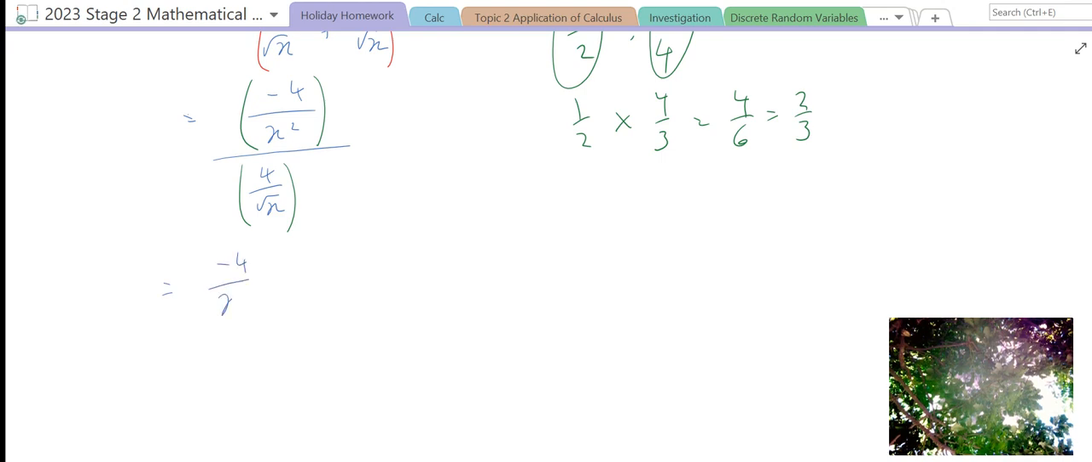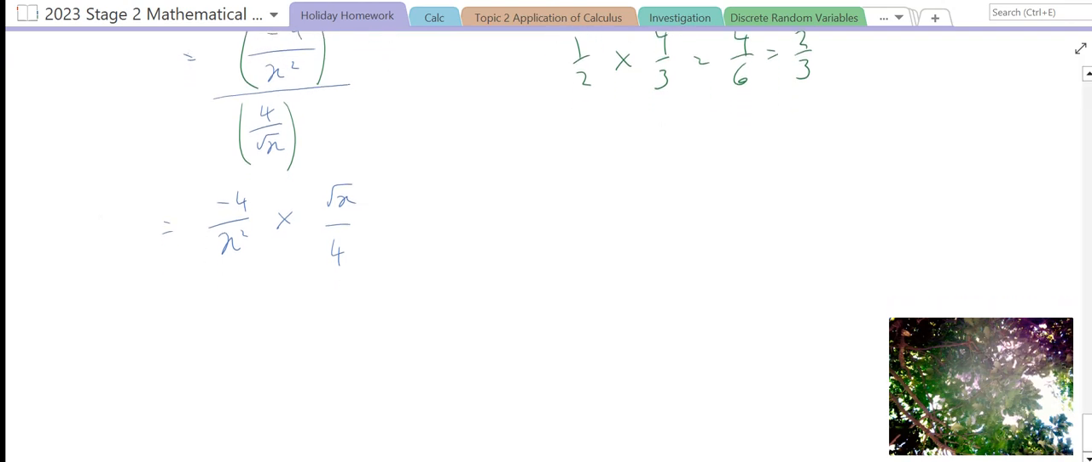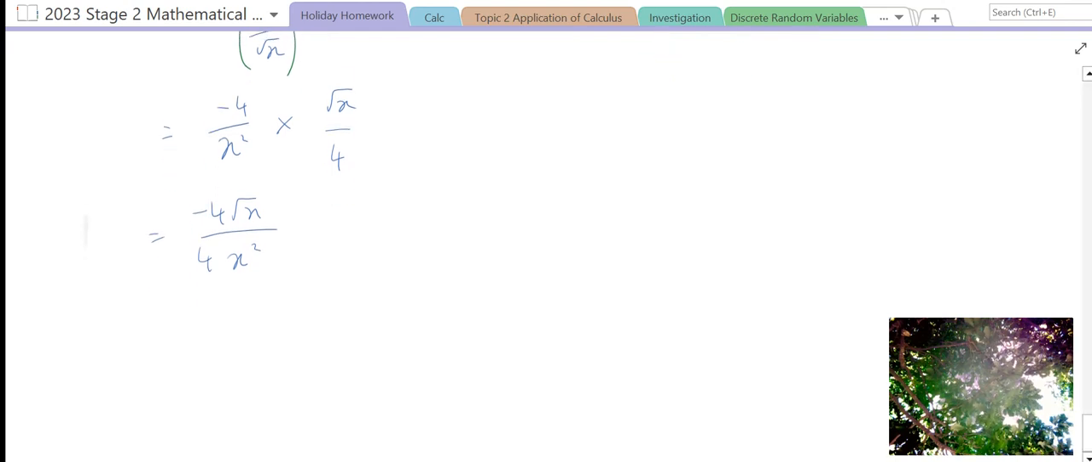Minus 4 on x squared, keep that. Change this to a multiply, and flip this. Keep, change, flip. Lovely. All right. Then, let's put this together. Minus 4 root x over 4x squared.